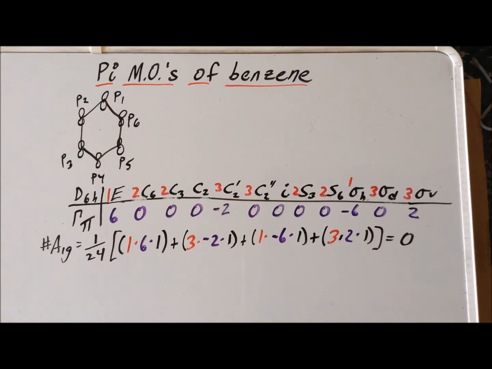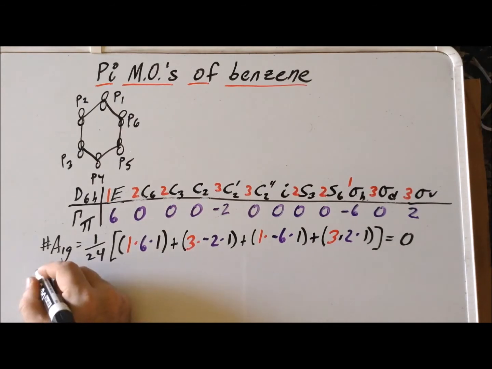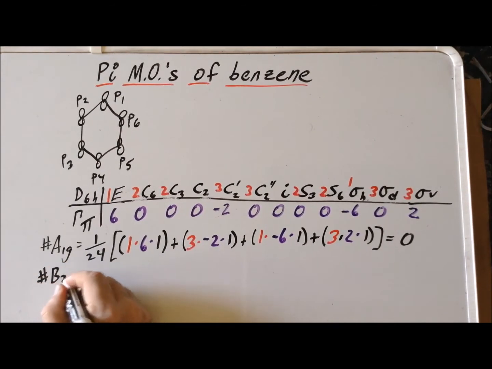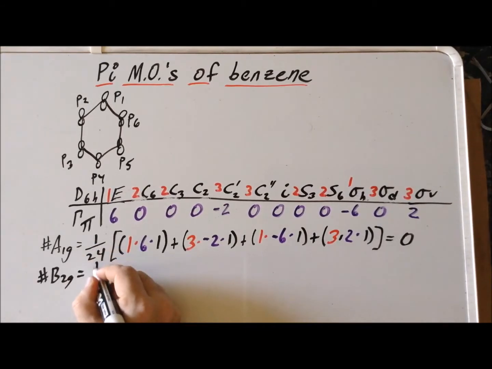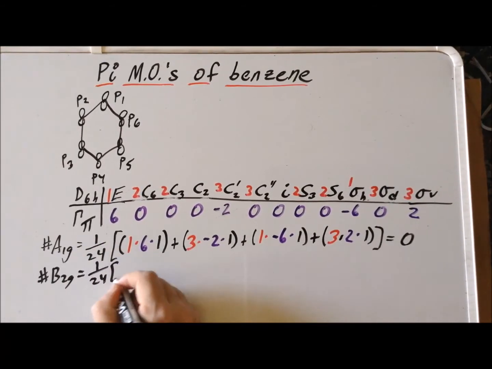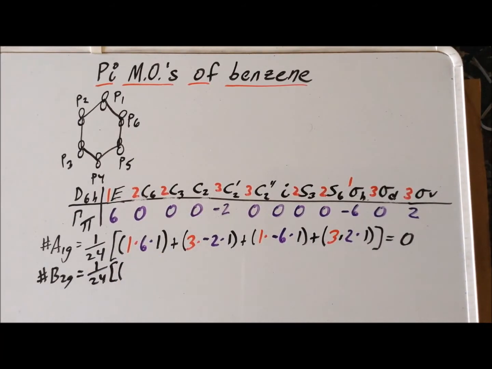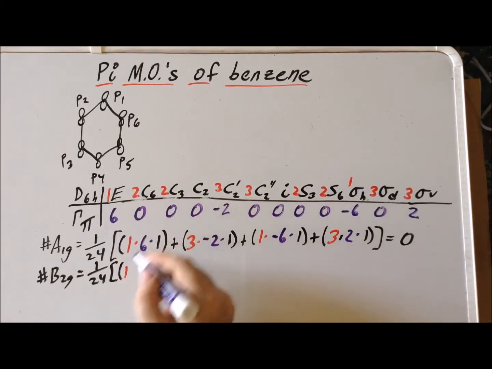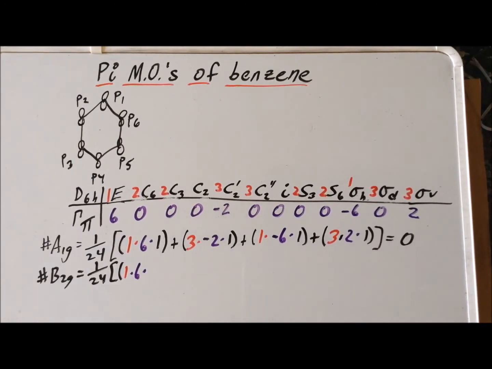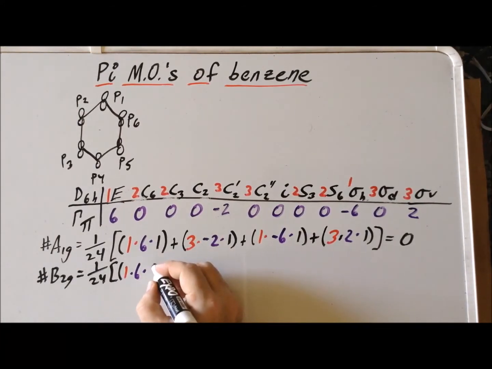To speed up the derivation, we're only going to now derive the irreducible representations that are actually included in the pi conjugated system. And the first such of these irreducible representations is B2G. So the derivation, we have our 1 over the order of the group, which is 24. We have our number of operations in the class, which is going to be 1 for E. Our character from the reducible representation is again a 6. And our character from the character table for the irreducible representation B2G is a 1.